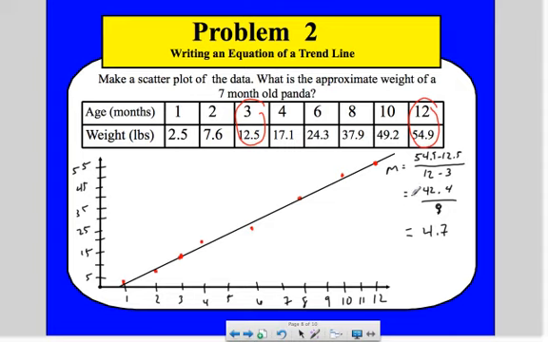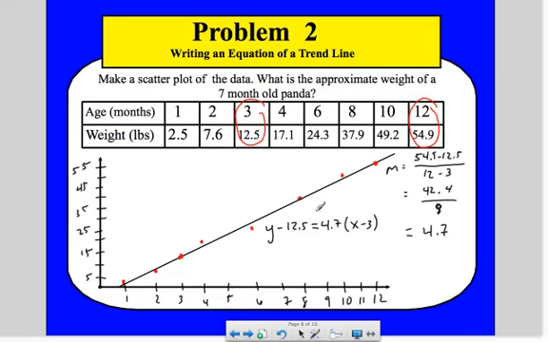So now we just need to take one of those points and plug that into point slope. So again, it's kind of just following that same method. So we say y minus 12.5 is equal to 4.7, and then x minus 3. So there would be our equation. I mean, that's good enough for an equation. If we want slope-intercept, we would simplify.